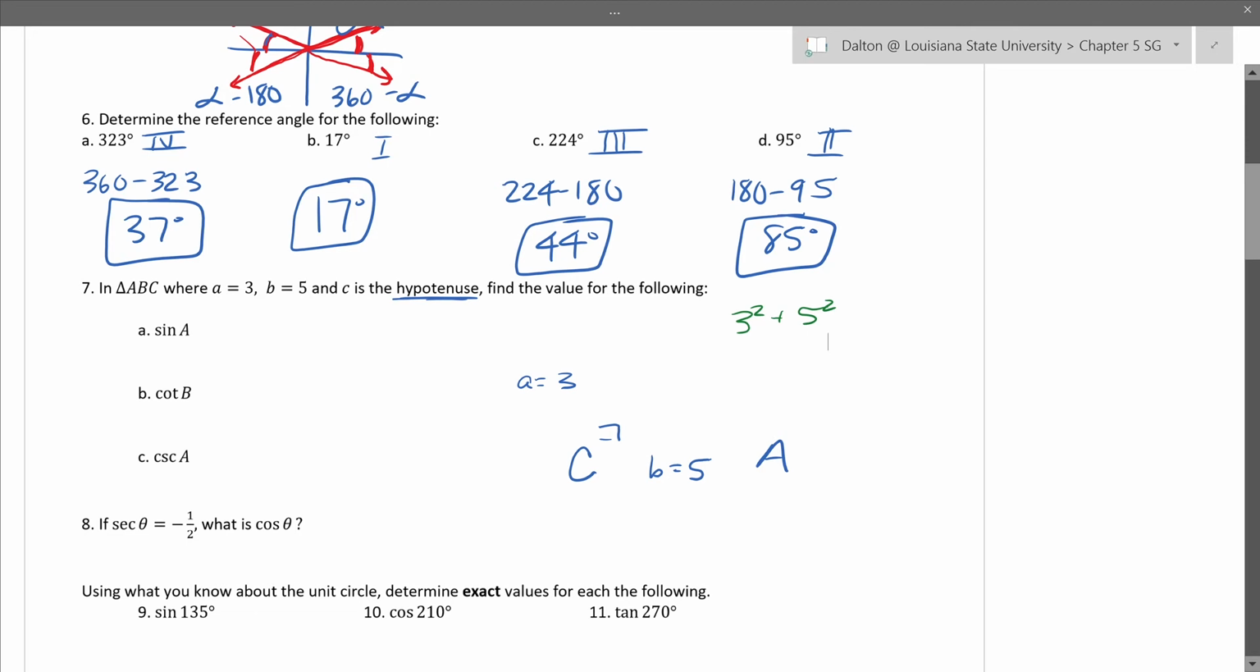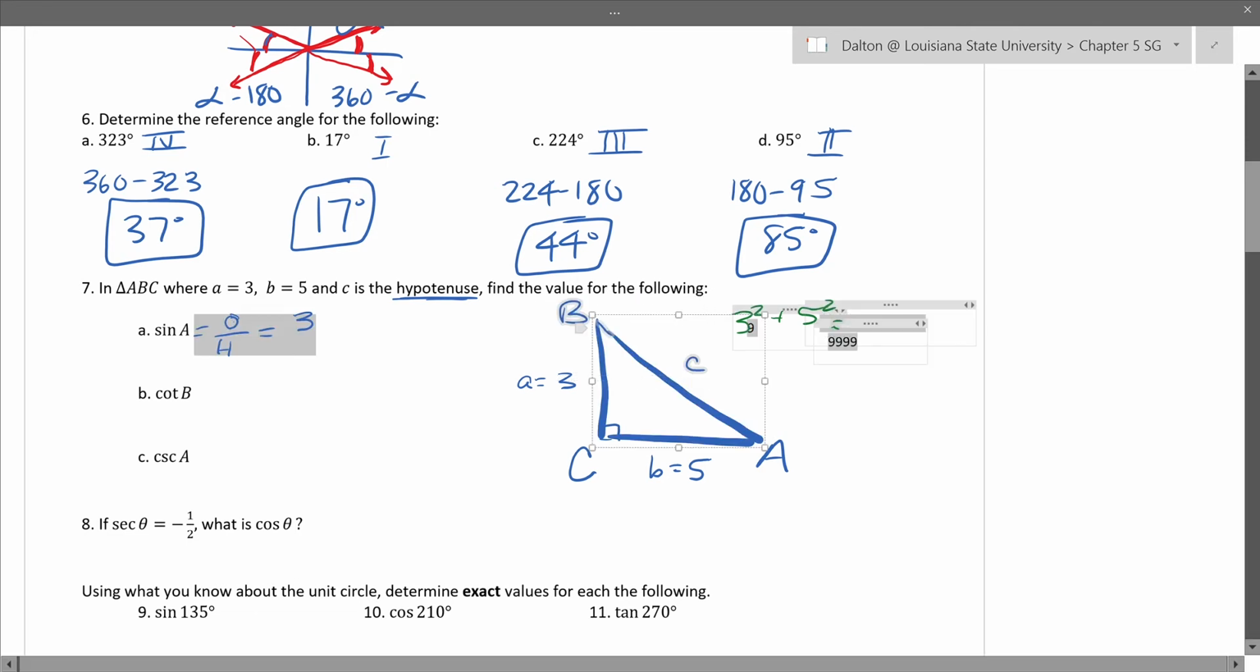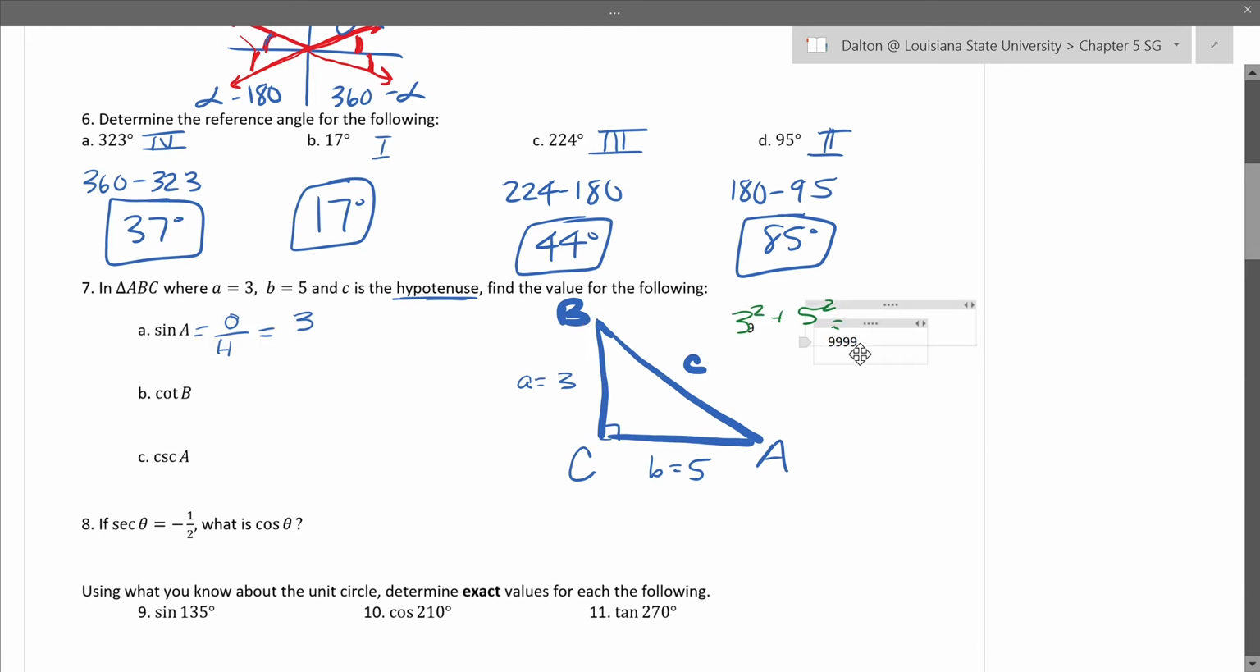Oh, shoot. Oh, technology. 99999. That's the answer. Just kidding. There's another one. Man, I was getting pretty good at this tablet stuff. Alright, let's try it again.